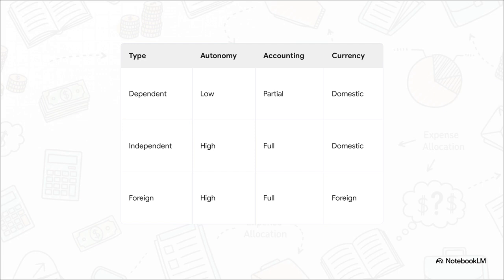Then you've got the independent branch, high autonomy, keeping full double entry books, also in the domestic currency, and finally, the foreign branch. Notice how it matches the independent branch exactly in terms of autonomy and accounting systems, but it stands completely alone by operating in a foreign currency that requires conversion. It's clean, it's totally logical, and it shows you exactly how the parent company manages its kids.